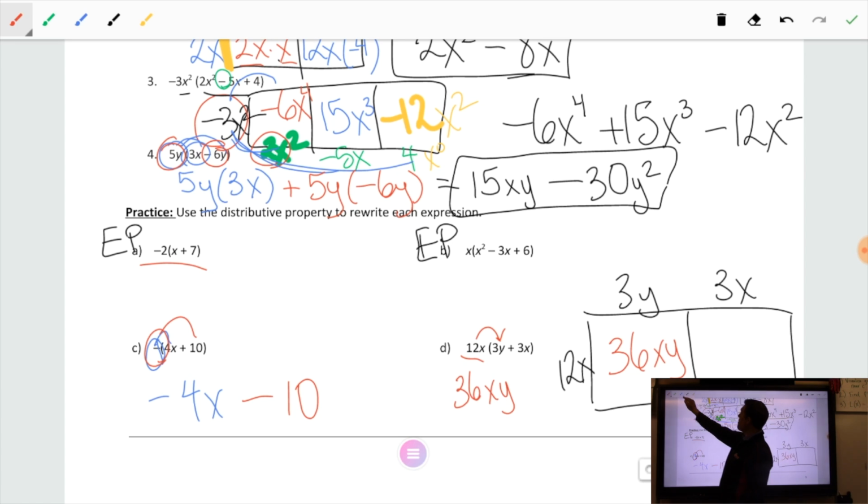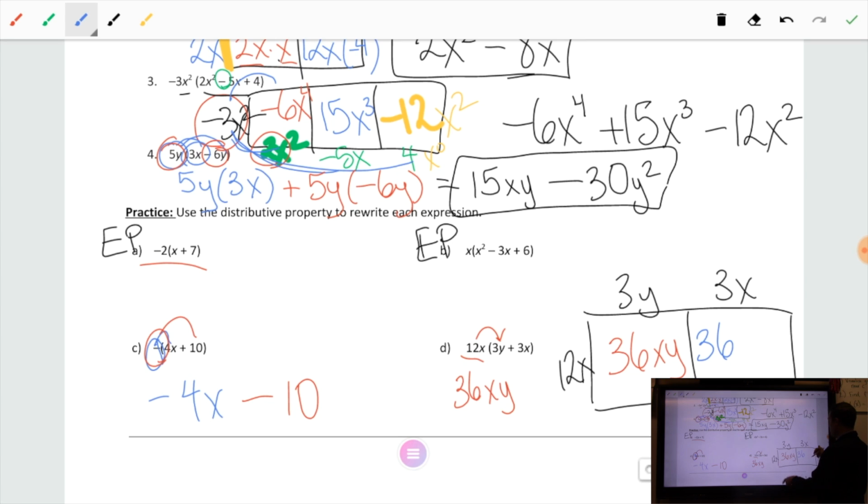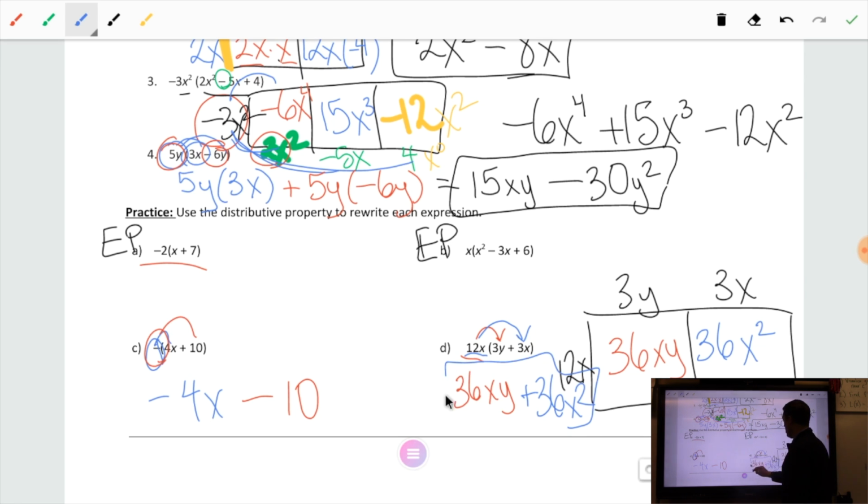36xy. If I look at 12x times 3x, 12 times 3, and then x times x, bring them together, x squared. And so that's the same as if I take 12x and distribute it to the 3x. So 12 times 3, x times x gives us 36x squared. Boom. That's our distributive property in action.